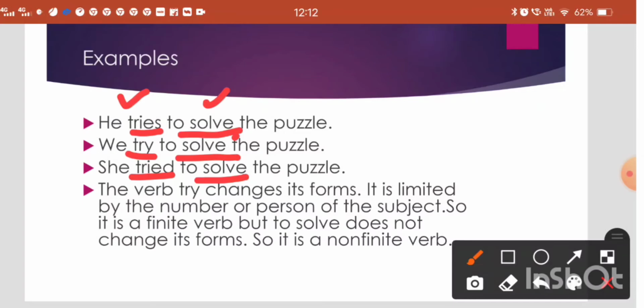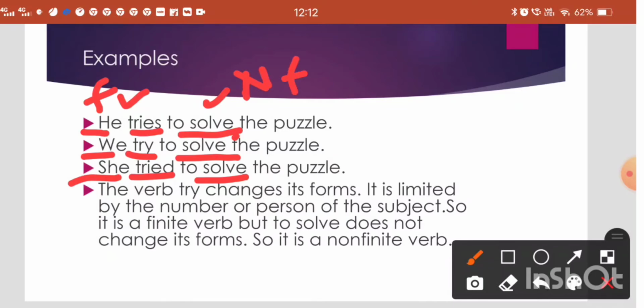Try is changing its forms because it is affected by the number and person of the subject, he, we or she. But to solve is not affected by the number and person of the subject, he, we or she. And it is also not changing its tense, as try is changing its tense. So, try is a finite verb and to solve is a non-finite verb.